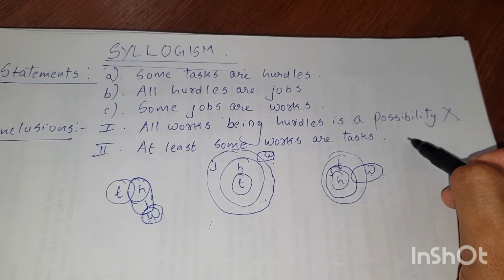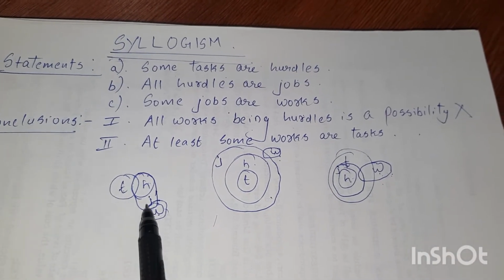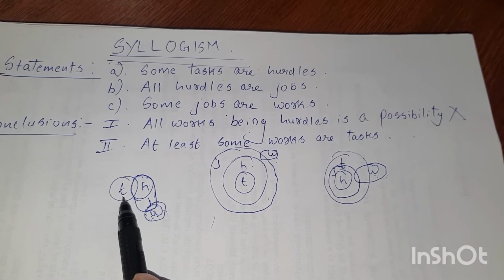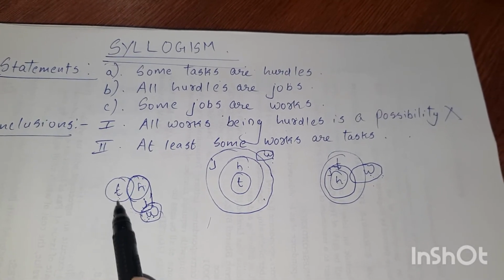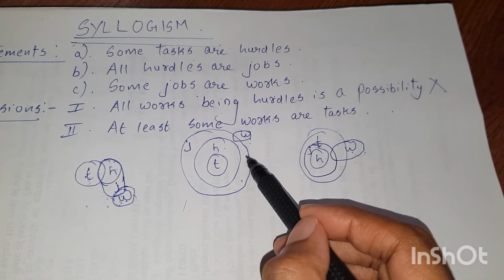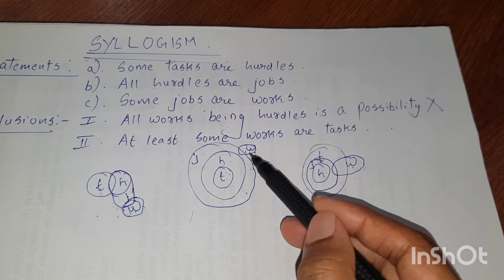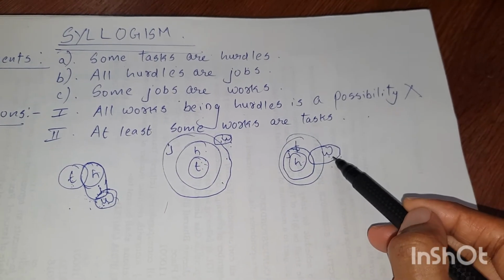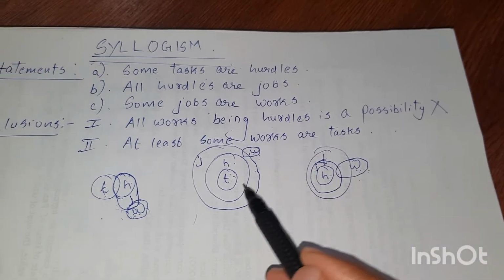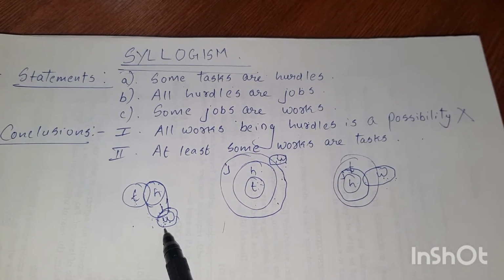Now going to the second conclusion, at least some works are tasks. Is it true? In this case, at least some works are tasks? No. There is no relation between task and work. Some works are tasks, it is not true. And here also, no, there is no connection between task and work. Here it is possible some works are tasks, but in the other two cases at least some works are tasks is not true.